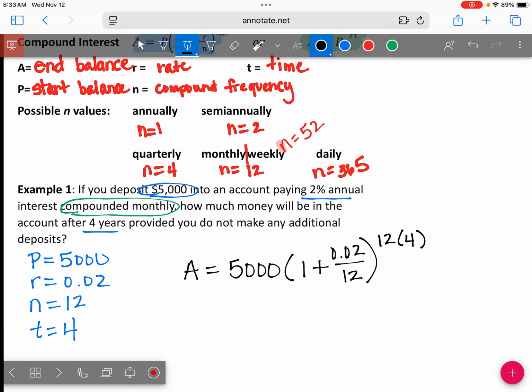And if you need help, I'm going to tell you what I got. 2% is not a lot. That's not a high interest, but make sure you got what I got. I got $5,416.07. Who got that? Yay. Means I typed it in right. All right, let's go to our next one. You didn't get that in there?